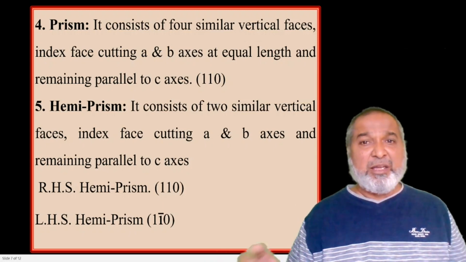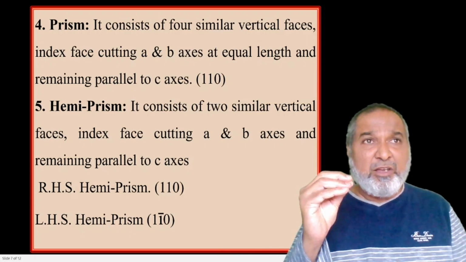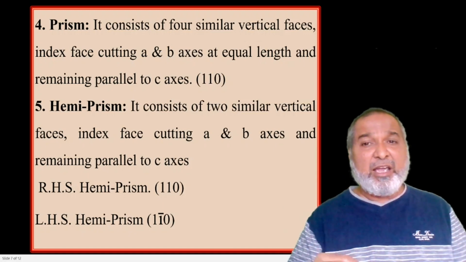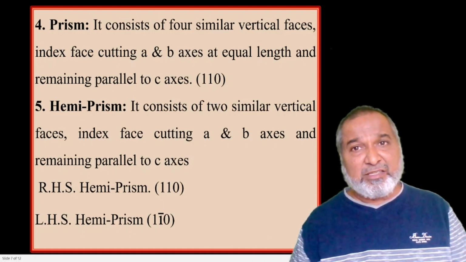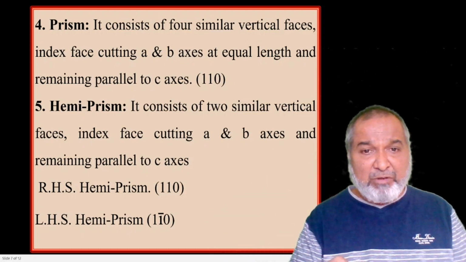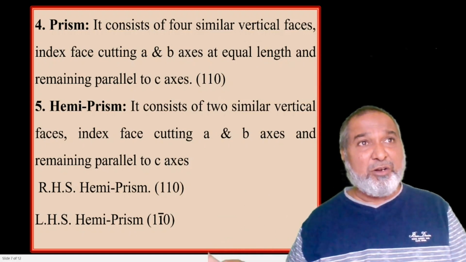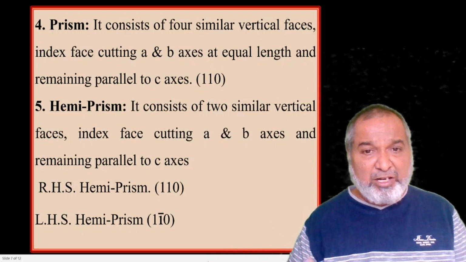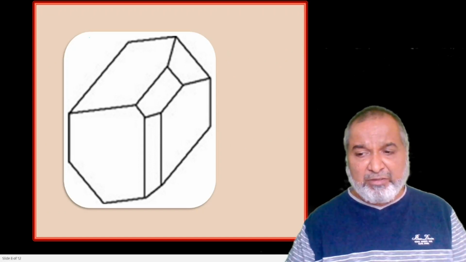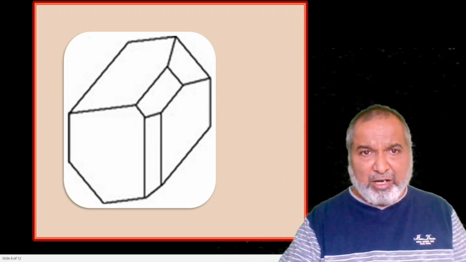Yes, the definition remains the same. It consists of a pair of two similar faces. When we mention the hemiprism, it consists of a pair of two similar faces. The index face is going to cut the A and B axes and remain parallel to the C axis. Now, when you write the right hand side, 110, because A will be positive, whereas on the left you are going to make out B cutting your negative side. So 1 bar 1 0. Clear? So that is the hemiprism. Here we have the diagram. This is the model. We'll see in the end again all the parts in detail.